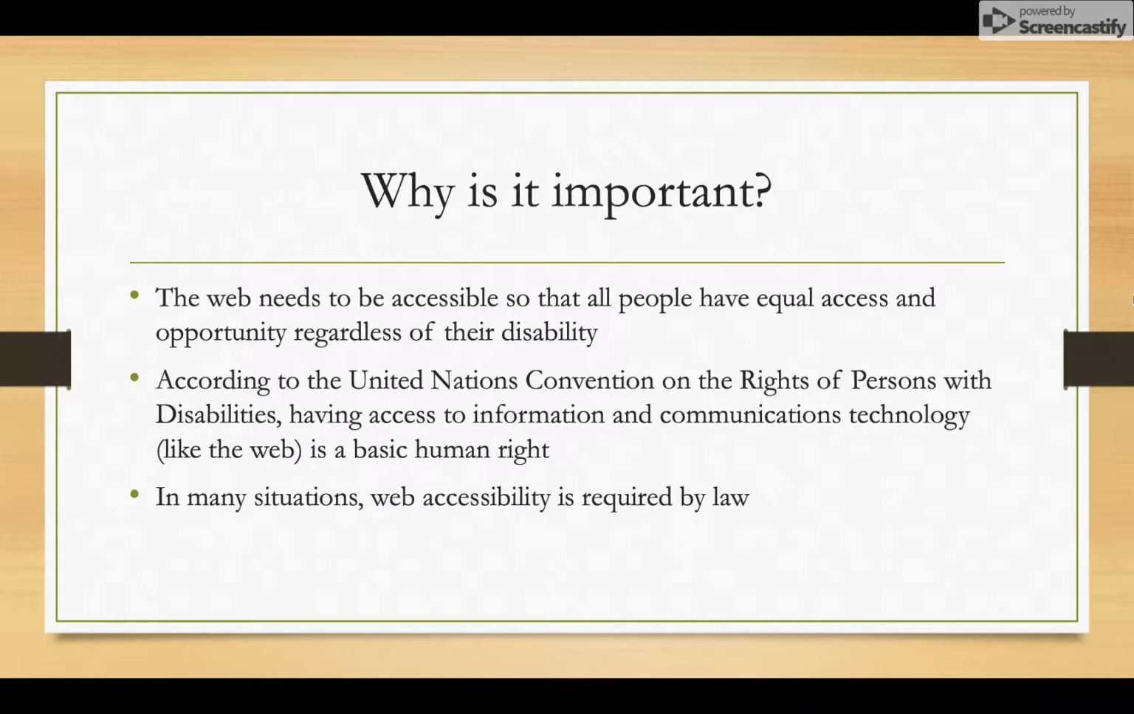And now, in many situations, web accessibility is actually required by law. So, if you're running some type of business and building a website in certain places, it's actually the law to make sure that your website is accessible to all people.